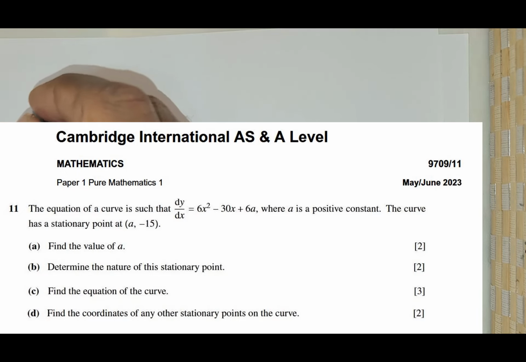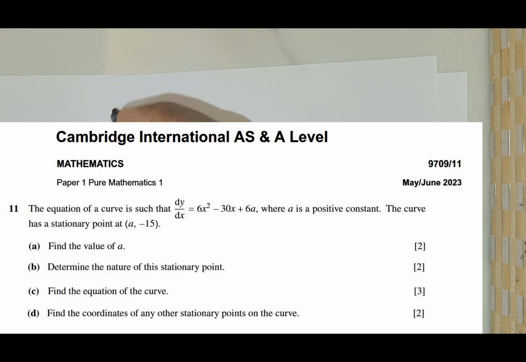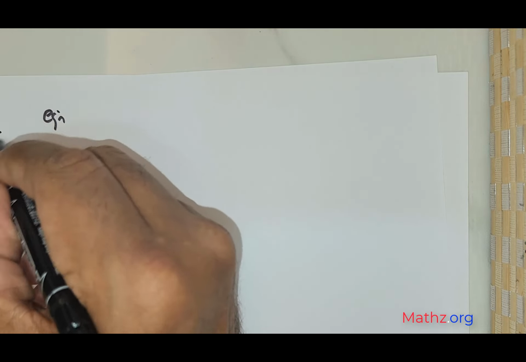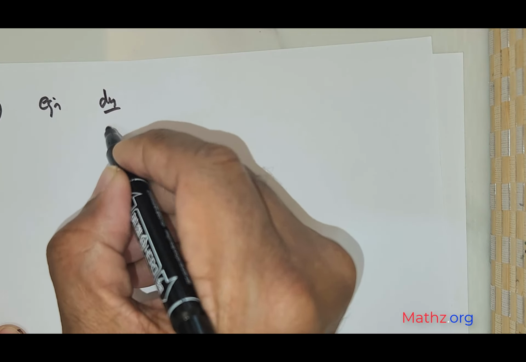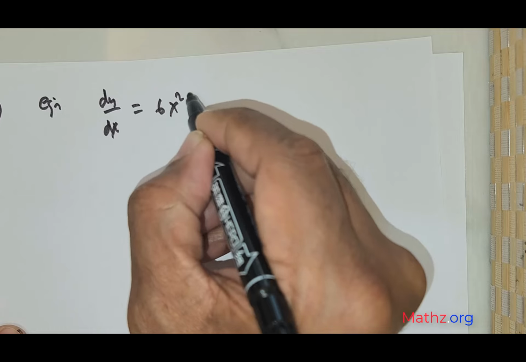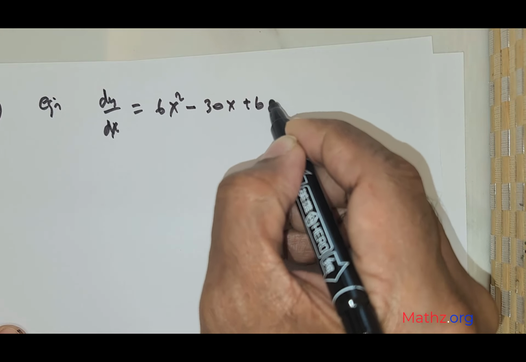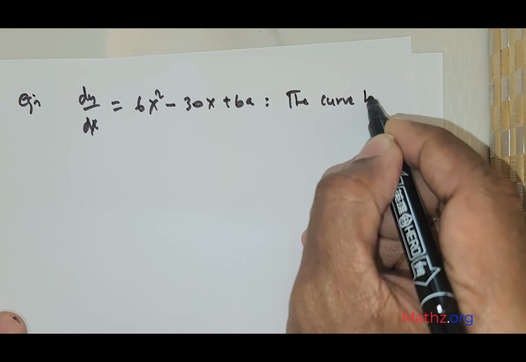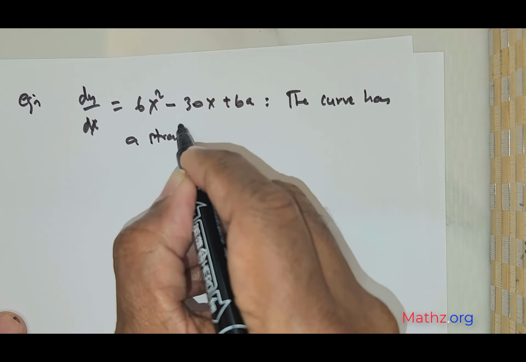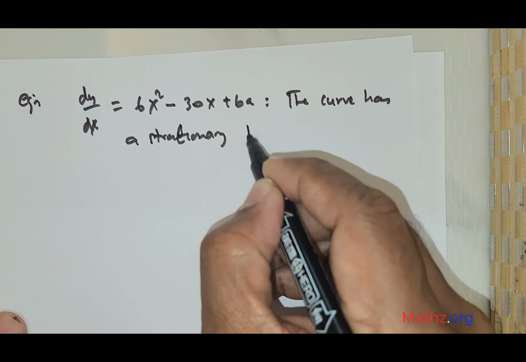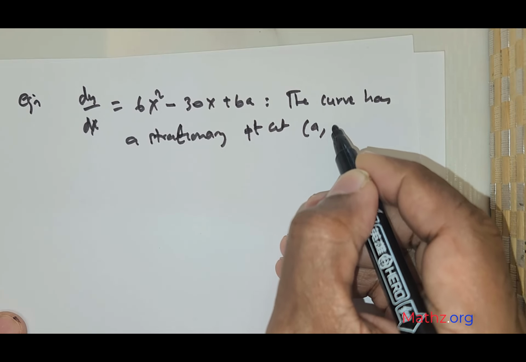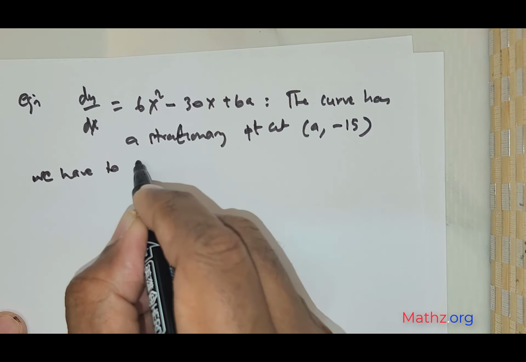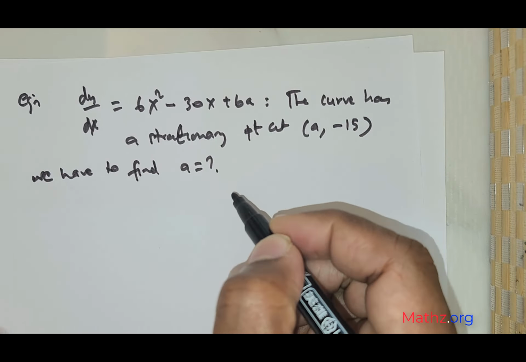So students, we will do question number 11. We are given the equation of the curve in this following fashion. This is question number 11. We are given this information: dy/dx = 6x² − 30x + 6a, where a is some constant. Now we are given that the curve has a stationary point at (a, −15). We have to find the value of a.